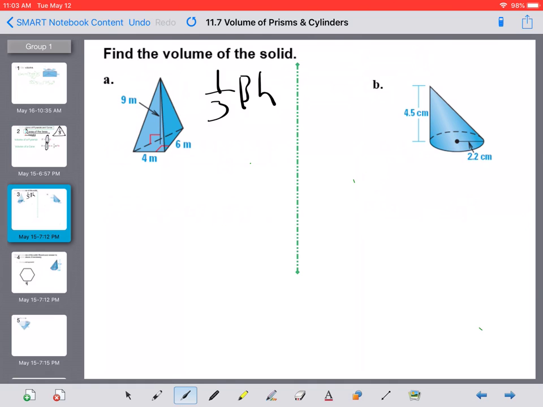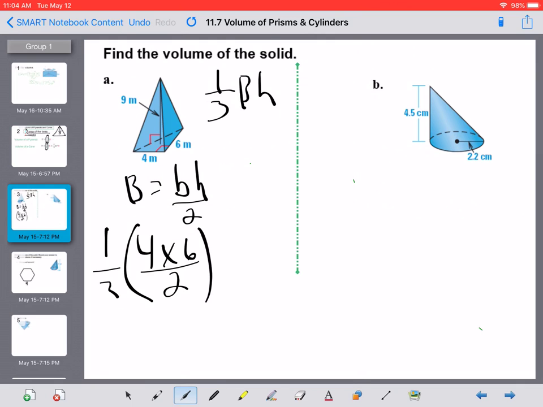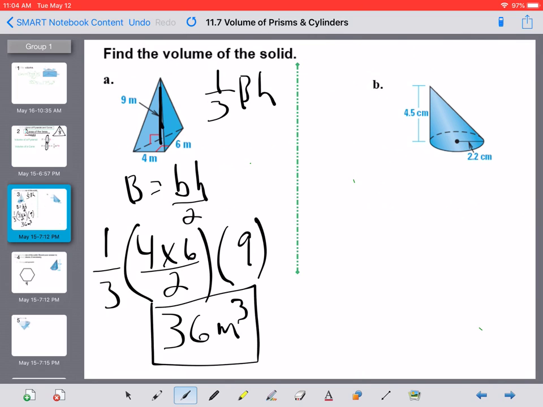So in this case, the base is a triangle. So big B is going to be equal to base times height divided by 2. So we could say 4 times 6 divided by 2 equals big B. And we're going to put parentheses, we need 1/3 of this, and also times the height, which we'll find up in here, which is 9. Okay, you can plug this all in your calculator, and you get 36. It's meters cubed. The volume's always going to be cubed.